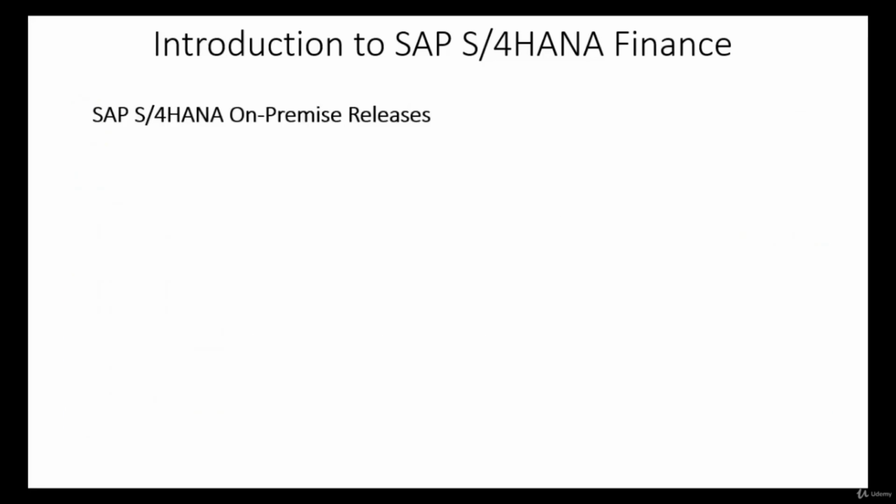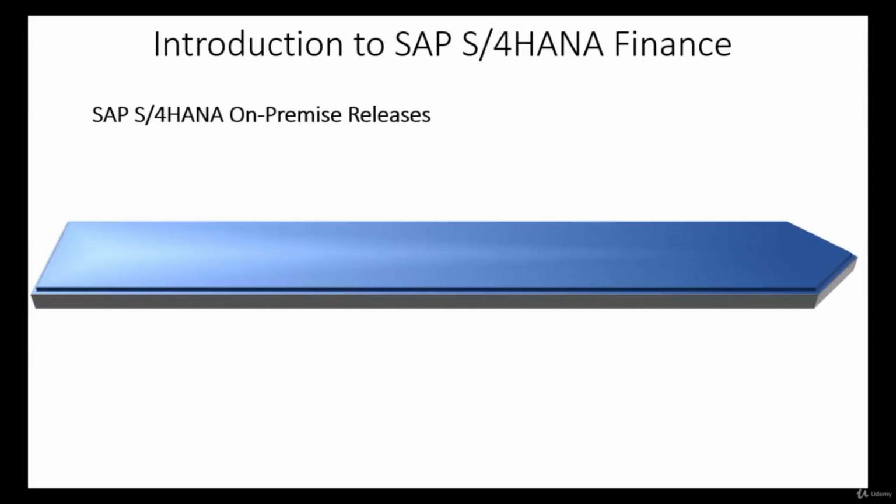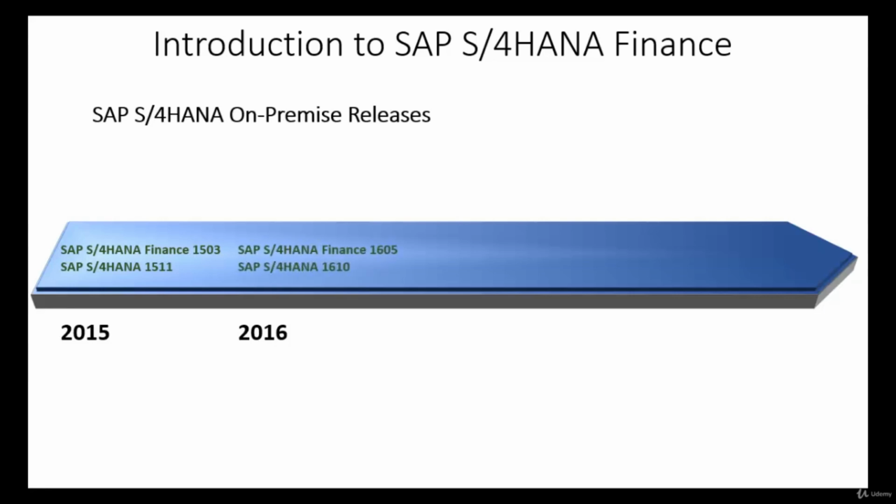Here is the roadmap for on-premise releases. In 2015, two versions were released from SAP, 1503 and 1511, and then in 2016, two versions, 1605 and 1610. Similarly in 2017, only one version was released, 1709, and in 2018, 1809 was released, and in 2019, 1909 was released. So it looks like after 2016, the on-premise release was once a year.